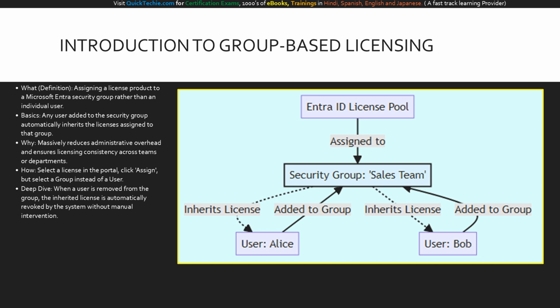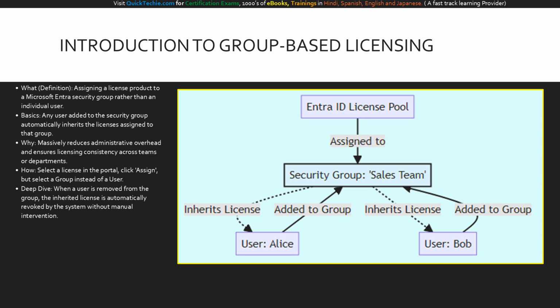For our deep dive, the real magic happens during offboarding or role changes. When you remove a user from that security group, Entra ID automatically reaches in and revokes the license. No manual cleanup required. Look at how elegant group-based licensing is in this diagram.